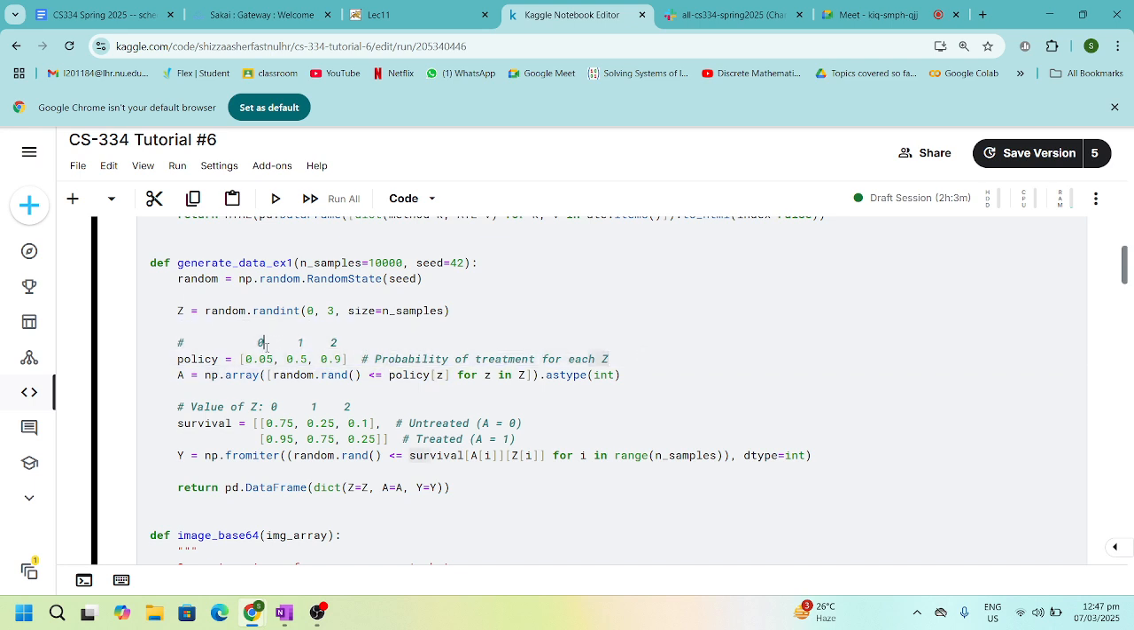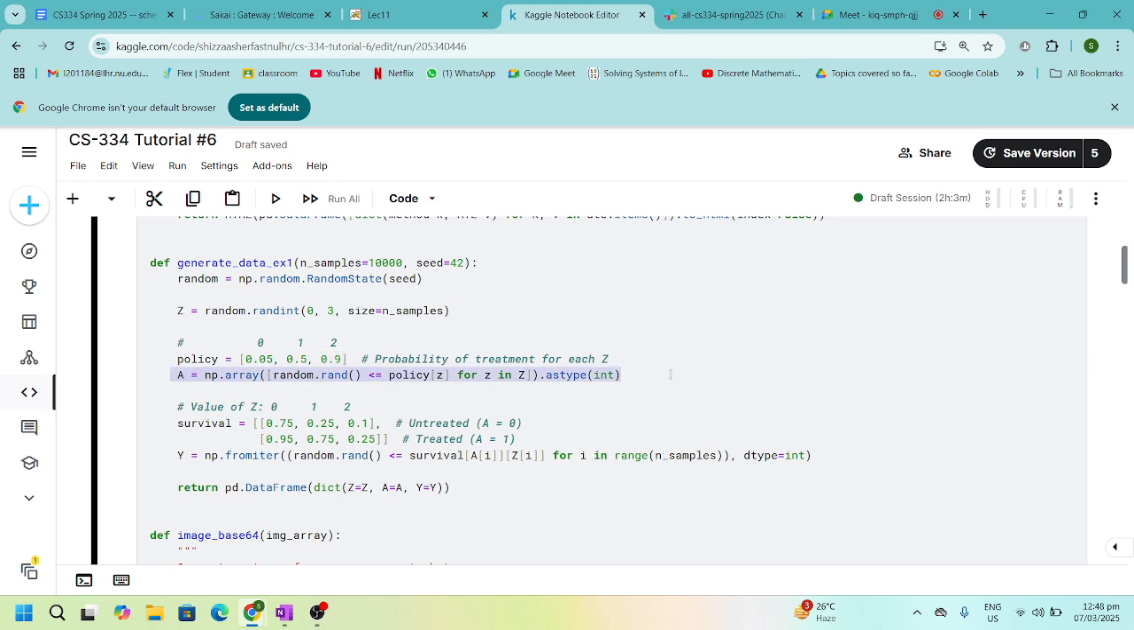So I've essentially already told my data generating algorithm that if z is equal to 0, if the symptoms are mild, then the probability of giving the treatment should be 5%. If the symptoms are strong, then the probability of giving the treatment should be 50%. And if the symptoms are severe, then the probability of administering the treatment should be 90%.